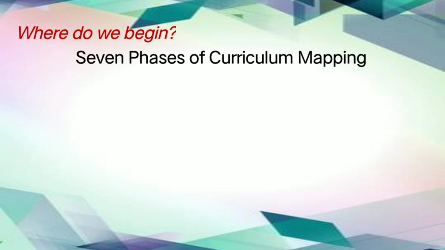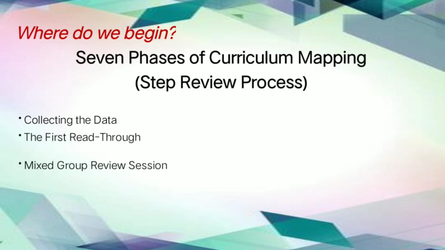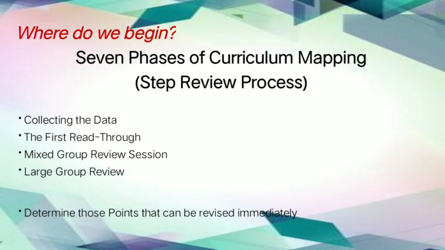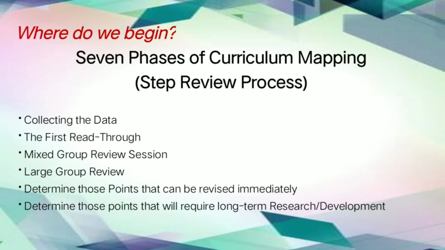Next, where do we begin? We have here 7 phases of curriculum mapping. This is the step review process. First, collecting the data. The first read through, mixed group review session, large group review, determine those points that can be revised immediately, determine those points that will require long-term research development, and the last one is the review cycle continues.